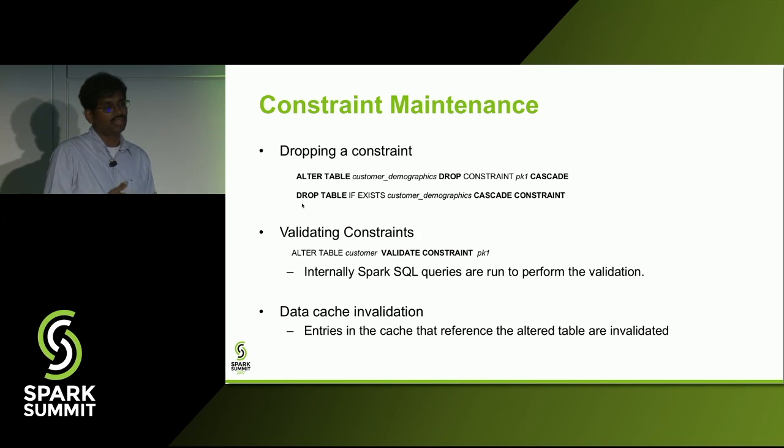As I mentioned before, the constraints are not enforced as part of data ingestion. So we wanted to allow users to explicitly check if the constraint conforms to the data in the table or not. So we added a command for alter table, alter table validate constraints. What this will do is run Spark SQL queries internally, and if the data in the table conforms to the constraint definition, then it will automatically change the state to validate. So if you drop or modify a constraint, the query plan can change. So if there are any cache entries that refer to the altered table, they will be automatically invalidated.